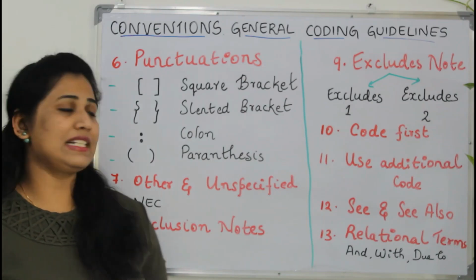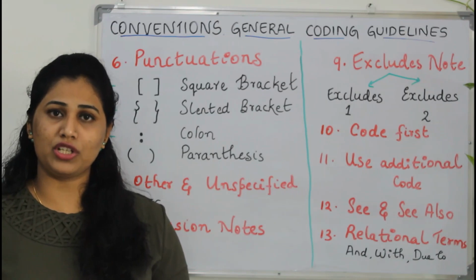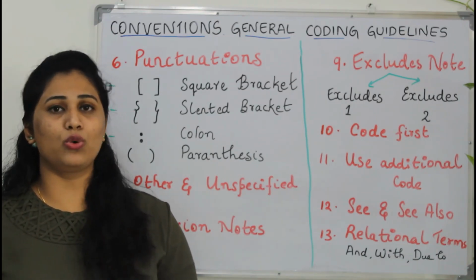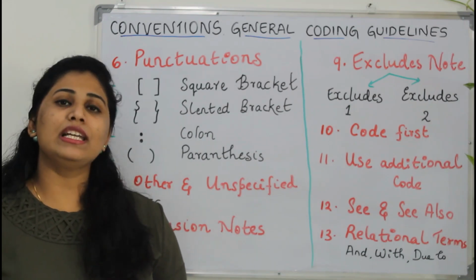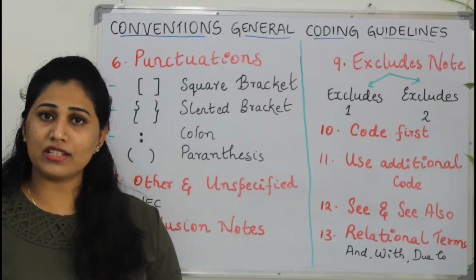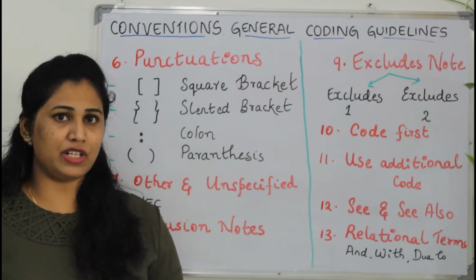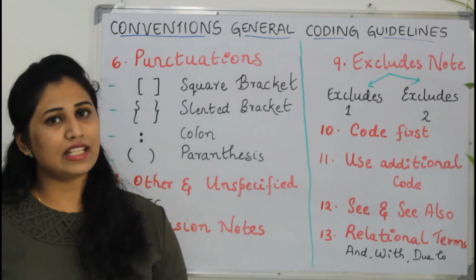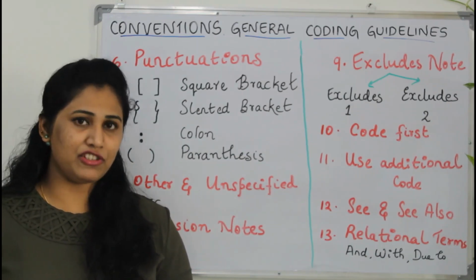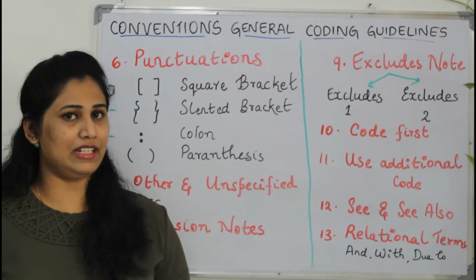So the next one is the slanted bracket. What is a slanted bracket? Whenever you get a notation in a slanted bracket, make sure that there are 2 codes in that particular scenario. Slanted brackets indicate the manifestations, and always remember that whatever is given in the slanted bracket will not come as the primary diagnosis, it will stand as the secondary diagnosis. It is nothing but giving an indication for the manifestation, and you can easily identify that there will be 2 codes if there is a slanted bracket.